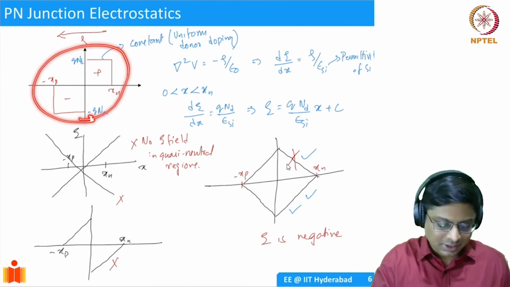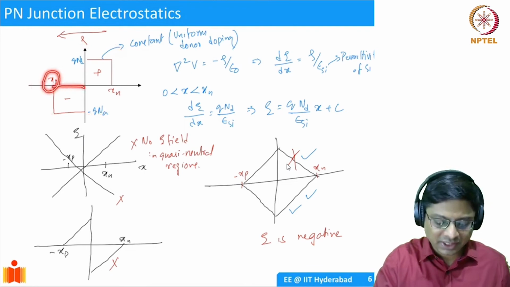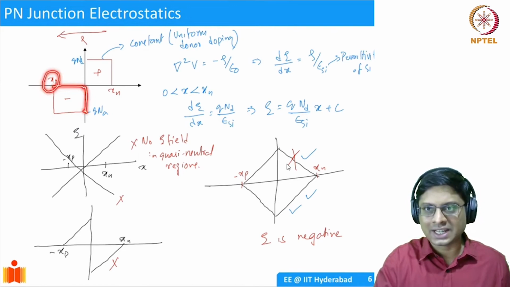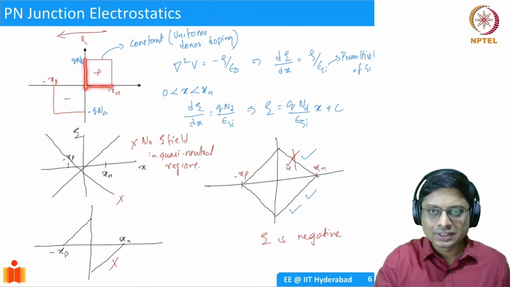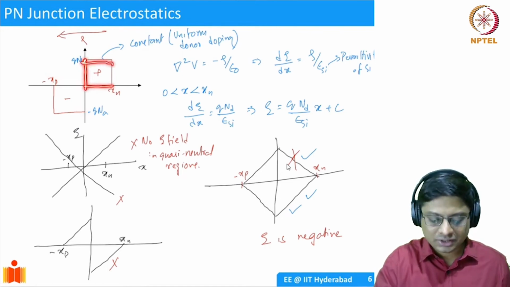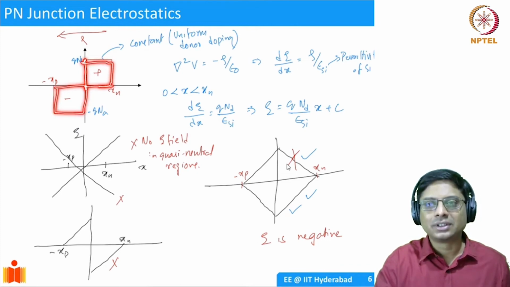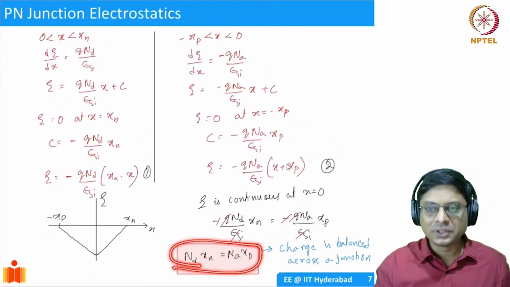So this Xp is the depletion width on the P side. Zero to Xp is the depletion width on the P side, multiplied by the magnitude of the charge NA, which should give you the area of this rectangle. Similarly, Xn times ND should give the area of the rectangle on the positive side. So the total charge should be equal to this. It has to be balanced. That's all this is telling you, so do remember this equation. We will use it repeatedly.